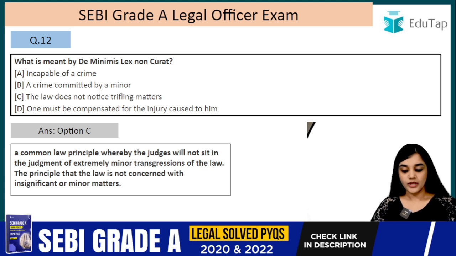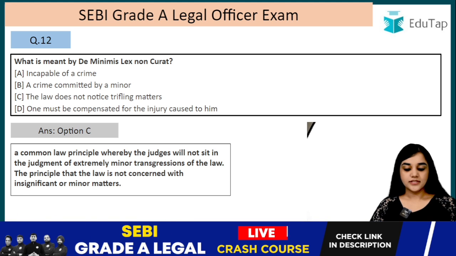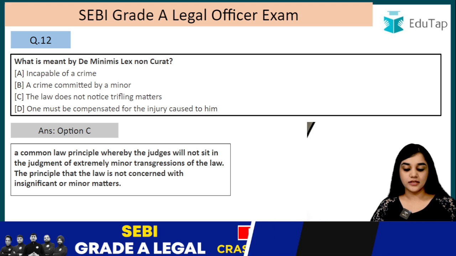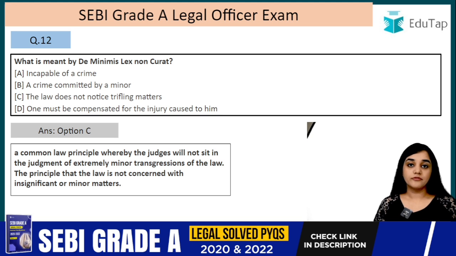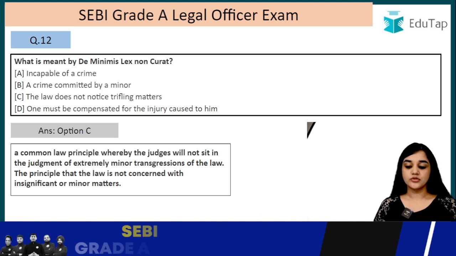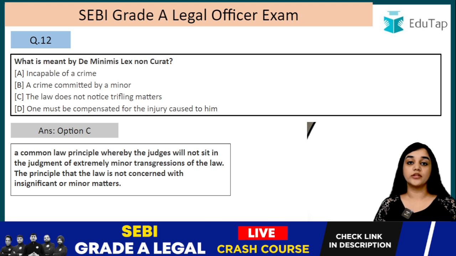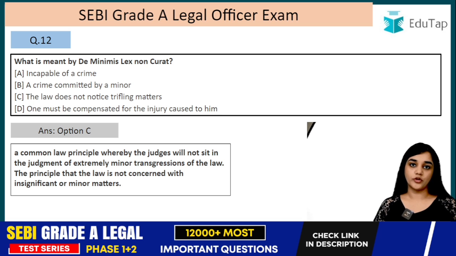Let's read it first. A common law principle whereby the judges will not sit in the judgment of extremely minor transgressions of the law. The principle that the law is not concerned with insignificant or minor matters. So it means that law does not care for, it does not notice the things that are too minor, the trifling matters, and it does not require any judicial scrutiny. So it is de minimis lex non curat. So if a matter is too trivial, too minor, you cannot go to the court for that matter. So this is de minimis lex non curat.